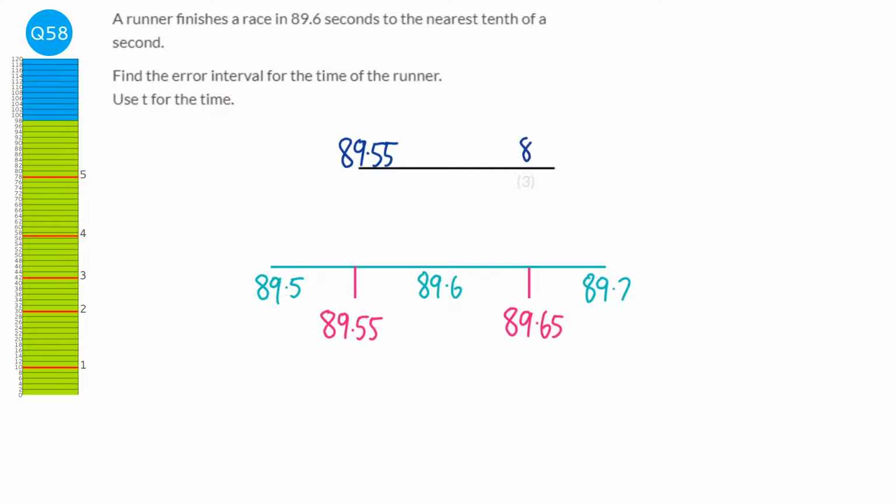and upper bounds. But how do we show it as an error interval? Well, we put t in the middle because it tells us that t is representing the time, and we show it with inequalities. Now, the number can be 89.55, but it can't be 89.65 because that would round to 89.7. So we say everything that's less than but not equal to.